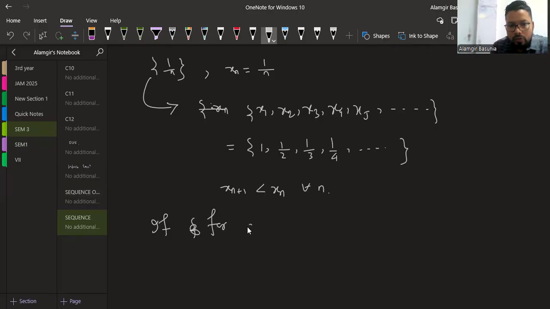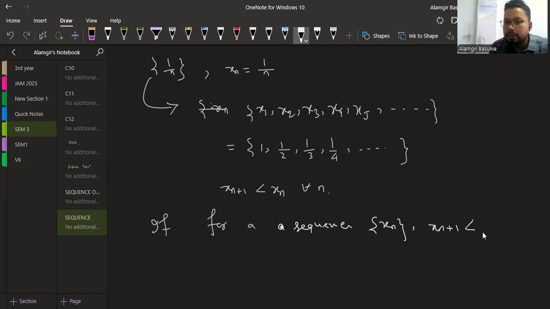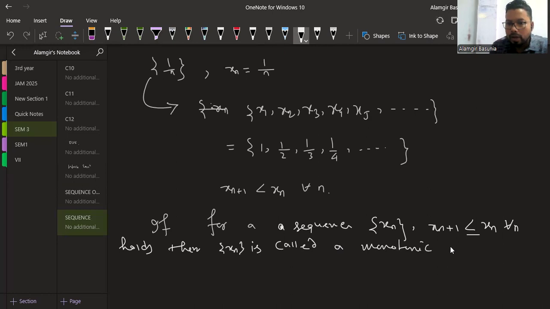If for a sequence x_n this holds: x_{n+1}, the next term, is less than the previous one for all n, or equality may occur, then we say x_n is called a monotonic decreasing sequence.